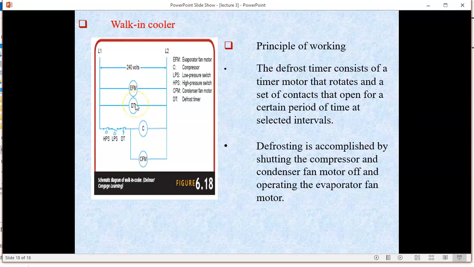Why do you need a defrost timer? Because you need to defrost whatever icing is in the evaporator, so you reduce the ice that generates in the evaporators. After perhaps 10 minutes, this DT will close back, and when low pressure is achieved and high pressure is achieved, then the compressor will be running and the condenser fan motor will be running.